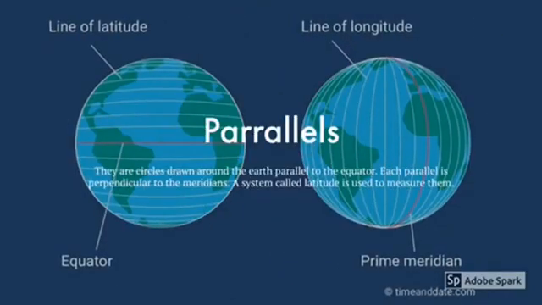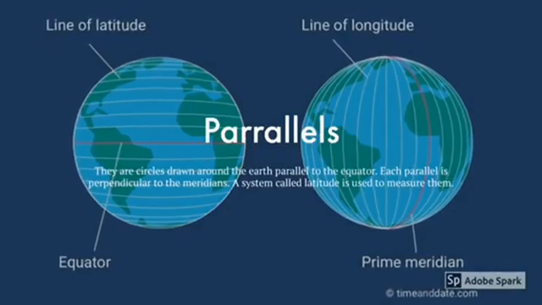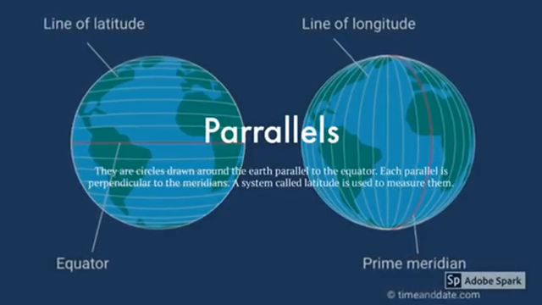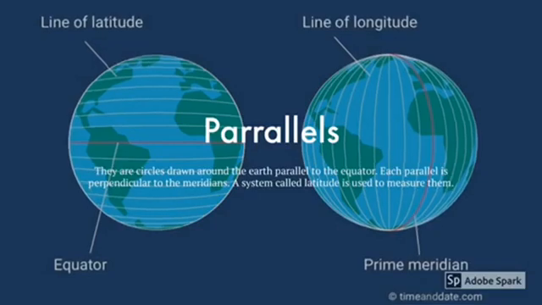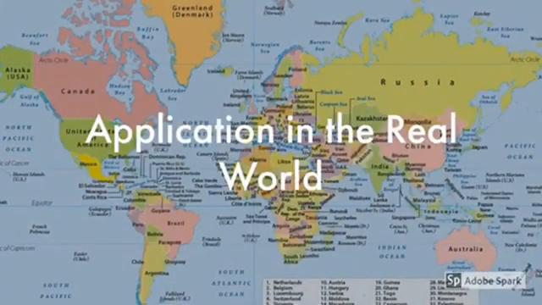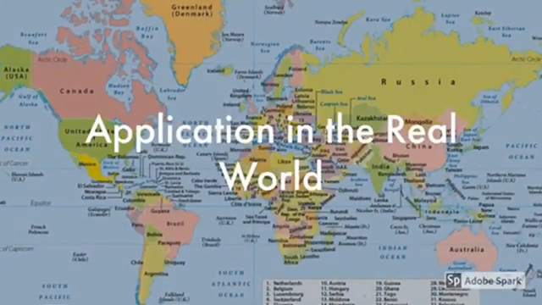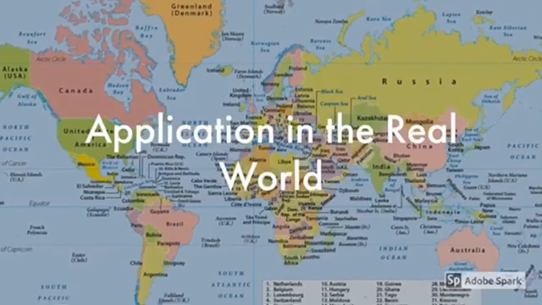Parallels are circles drawn around the globe that are parallel to the equator. A system known as latitude is used to measure each parallel. Every parallel is a 90-degree angle to each one of the meridians. The measurement of longitude and latitude is a great example of natural science and the study of human behavior and geography. Latitude is based on the Earth's shape and position with the sun.